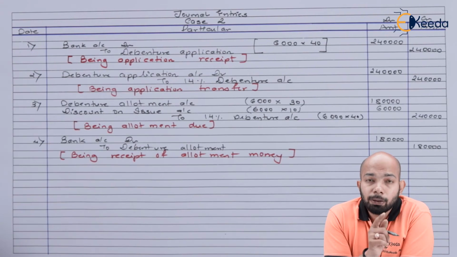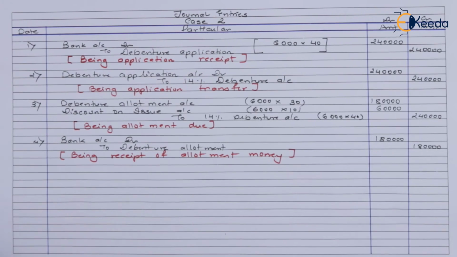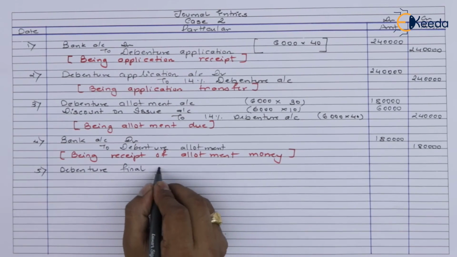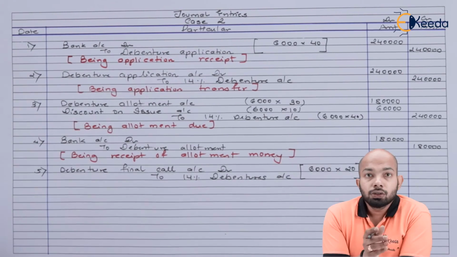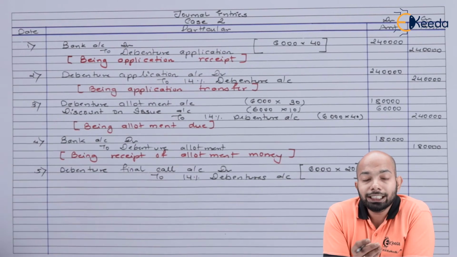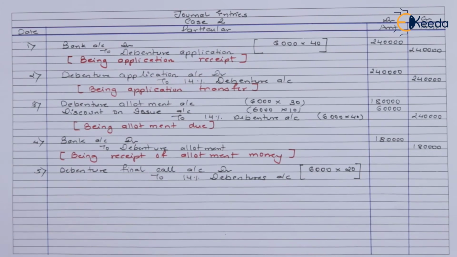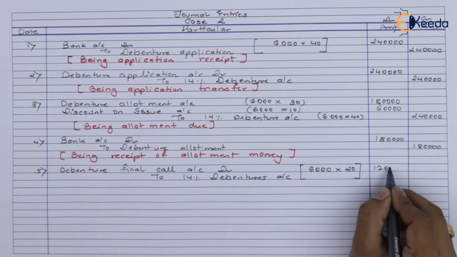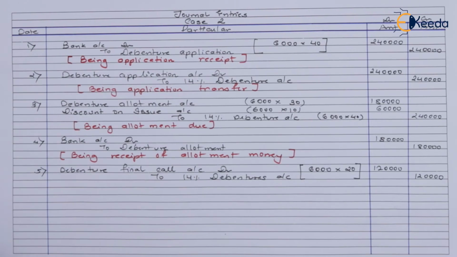Now the second last entry will be final call due, and the last entry will be receipt of final call. So let's pass both these entries now. On debentures final call, we are supposed to take 20 rupees per debenture, that is 6,000 multiplied by 20 rupees here. So 1,20,000 is the amount that we have received here. Now let's go ahead and figure out the total details that we have to mention in the receipt of the final call. That will be the last entry in case 2.